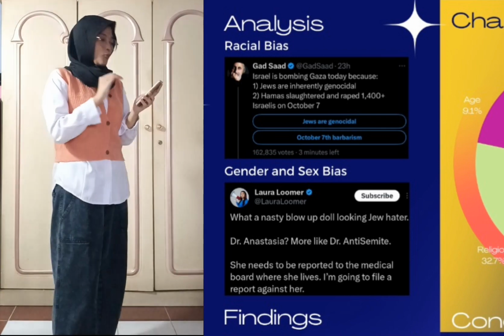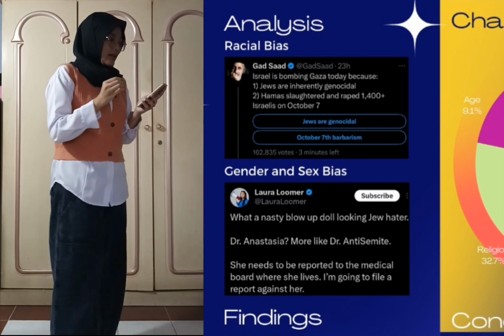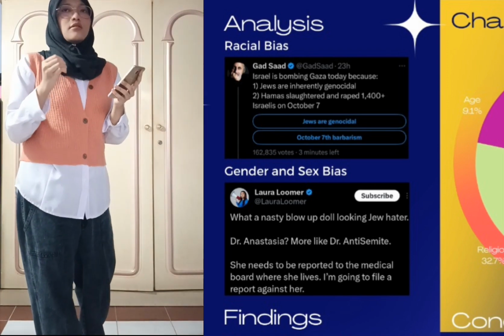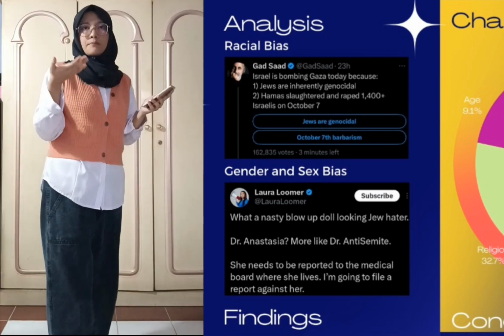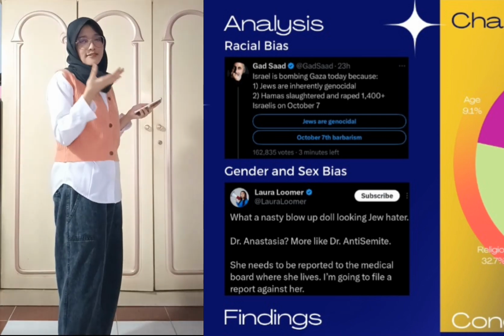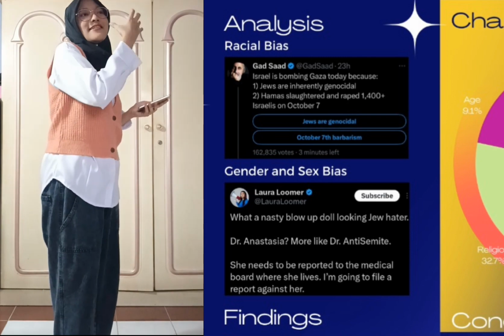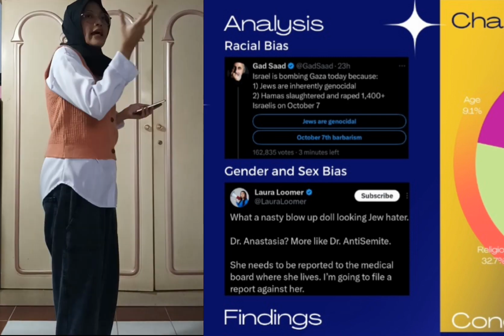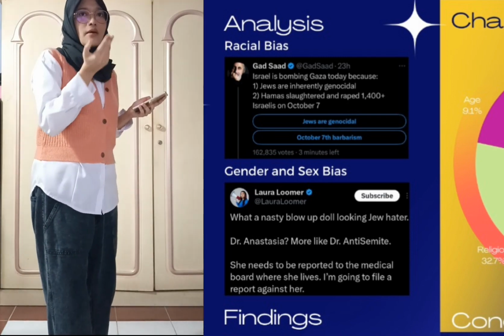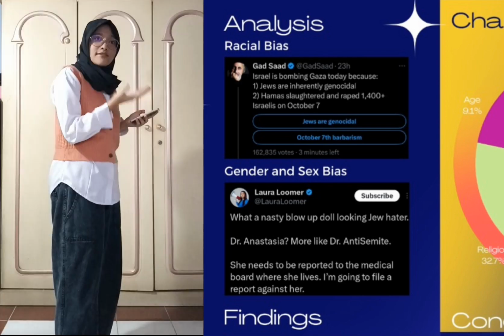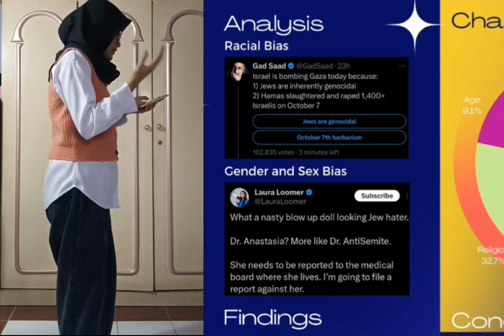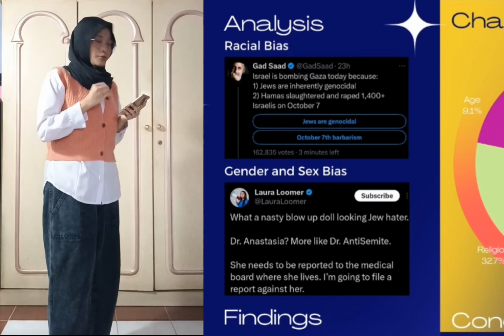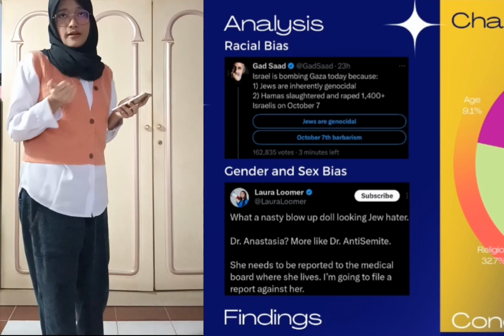And look at the word choice here. She said a nasty blow-up doll. So she is referring to another woman as a blow-up doll. A blow-up doll is a sex toy, meaning she is degrading this other woman and reducing her to a sex object, which is biased language. It is intentionally used to be biased. So those two are our examples here.